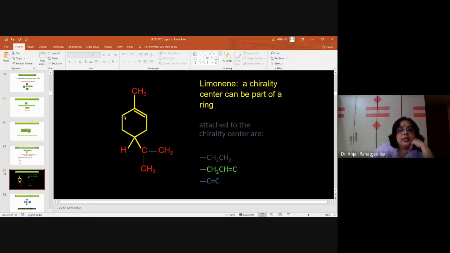All right, now look at this carbon. It is connected with two hydrogens, so again it is achiral. This carbon is also achiral, connected with two hydrogens. This carbon is also achiral, connected with two hydrogens. This carbon is also achiral because connected with three same hydrogen atoms. Now look at this carbon atom. One is connected with H, other is connected with this complete group, and the other is connected with, yes.